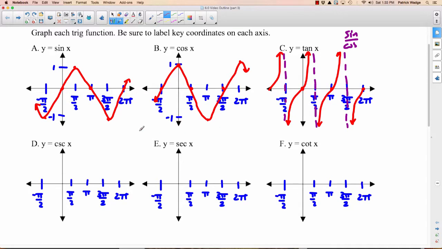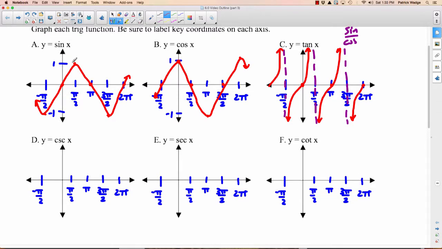Now for the reciprocal graphs, we're going to look at the graphs for the primary trigonometric ratios, and we're going to do the reciprocal. So again, for cosecant, remember that cosecant is 1 over sine. You'd want to look at when does sine equal 0, because you can't have it equal 0. There'd have to be a vertical asymptote there.